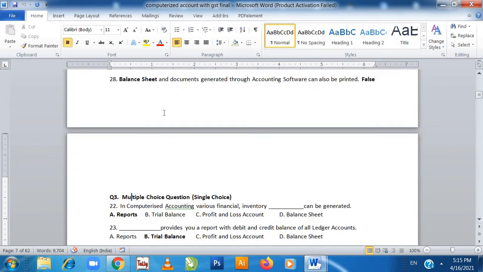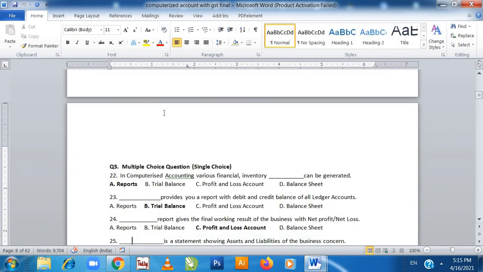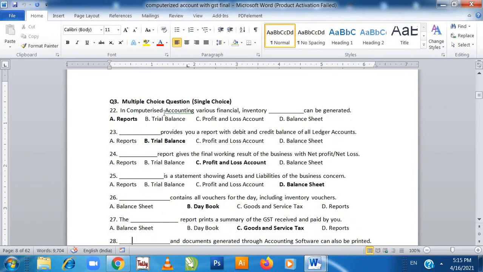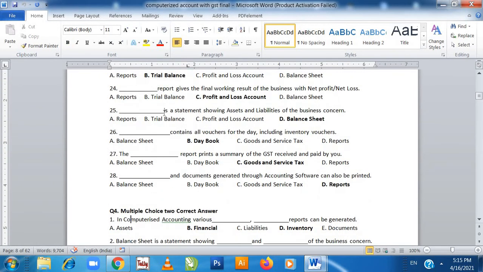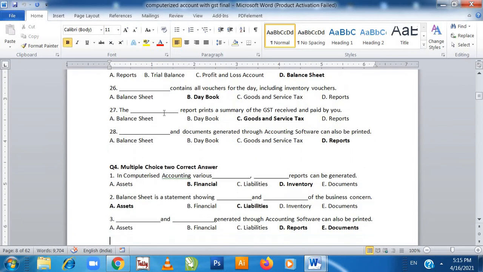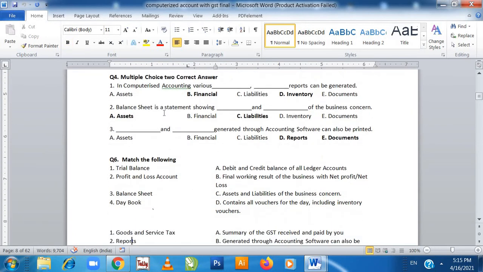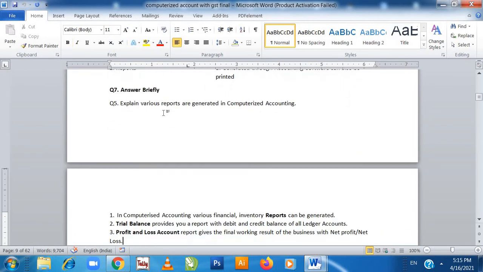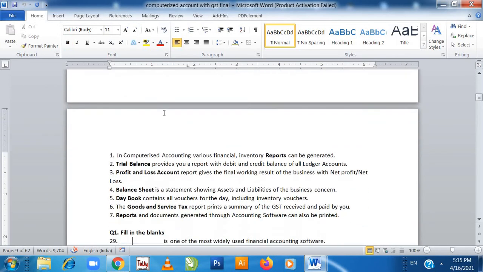Then multiple choice question, single choice is there. Here is the multiple choice question. Then we have multiple choice, 2 correct answers. Then match the following and answer briefly that we have discussed.